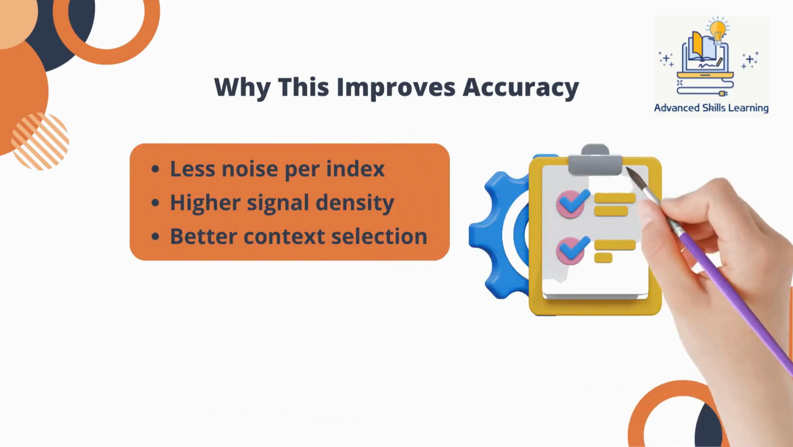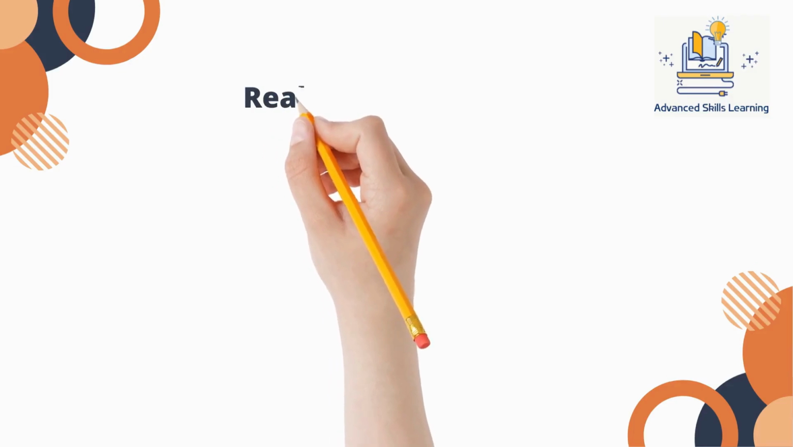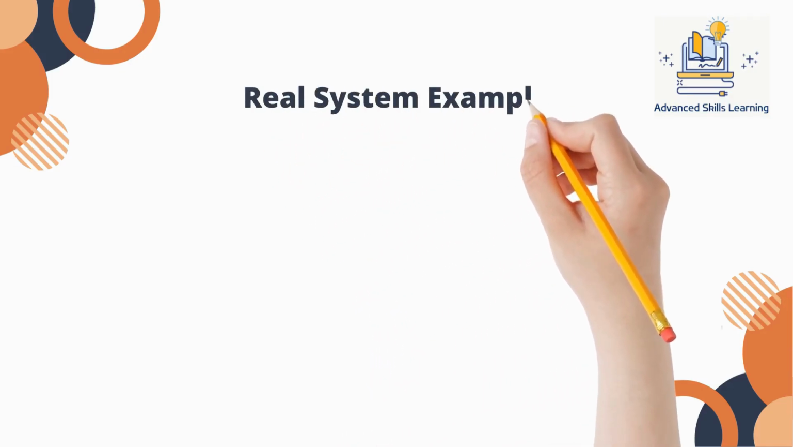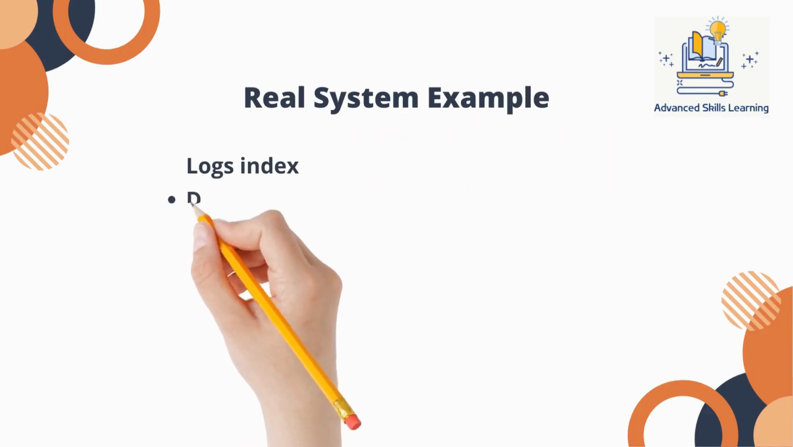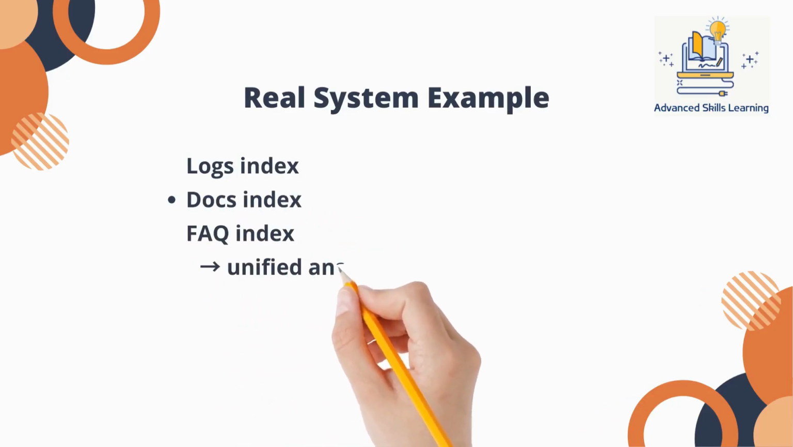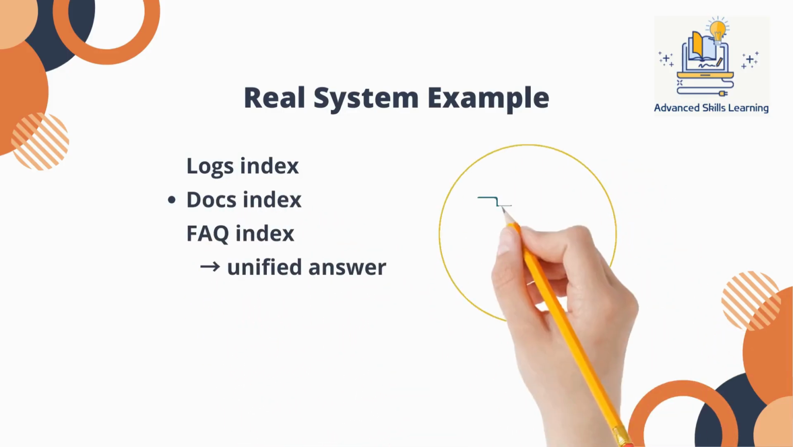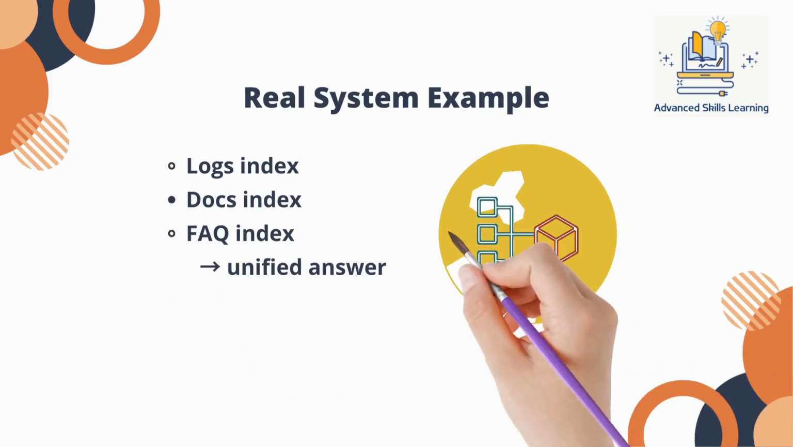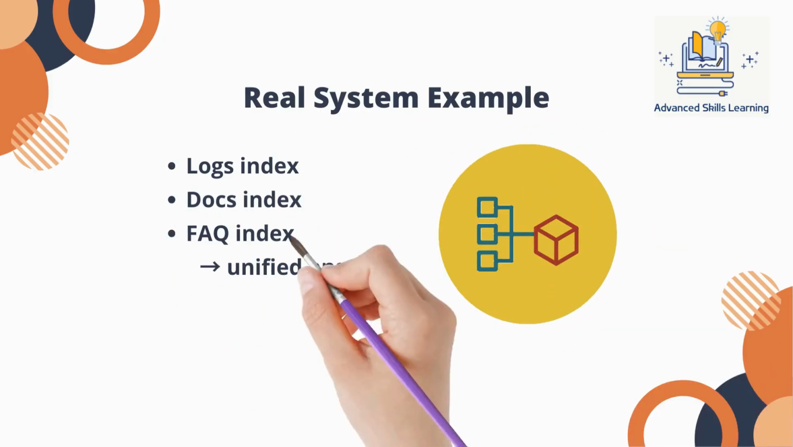Consider a production system with 3 indexes: logs, documentation, and FAQs. A troubleshooting query is routed primarily to the logs index. A conceptual question goes to documentation. A quick clarification is answered from FAQs. The system may combine results, but each index contributes only what it does best, improving both speed and accuracy.